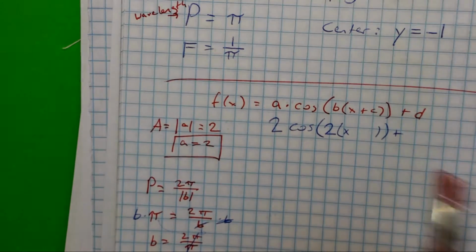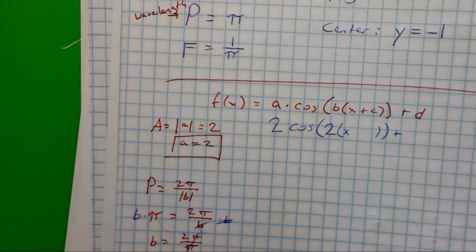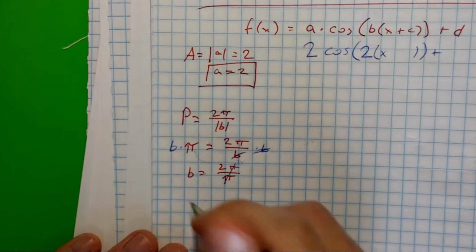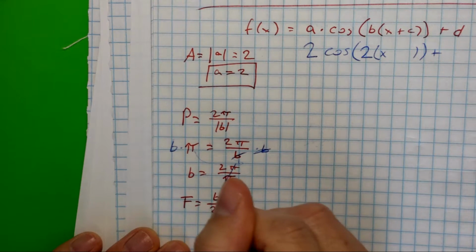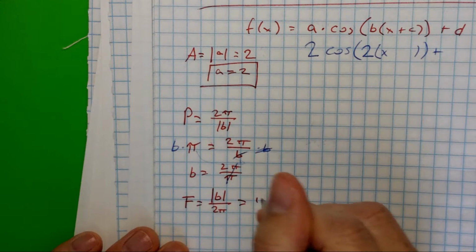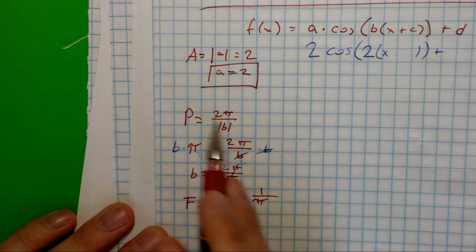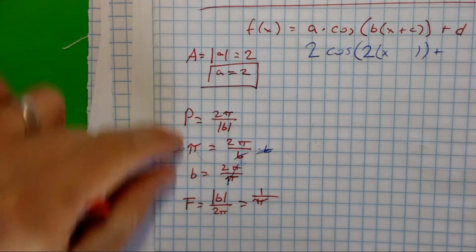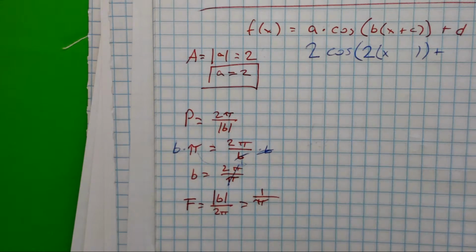All right. Now I really don't need to use the frequency. I could use the frequency to do the exact same thing, because the frequency is just the period upside down. It's b over 2 pi. So if I solve this equation, I set it equal to 1 over pi. I'm going to get the same answer. I'm going to get 2 for b. So the period and the frequency are basically giving us the same information, just in a different form.